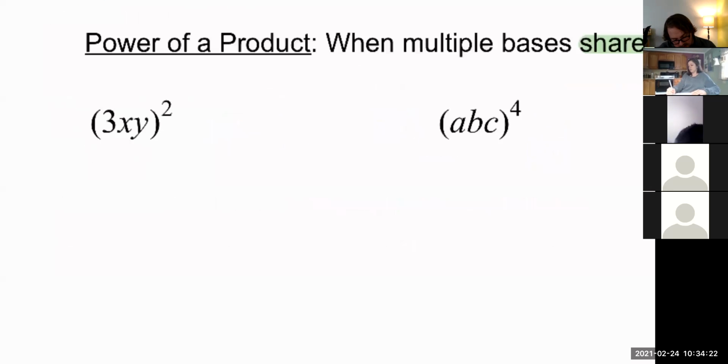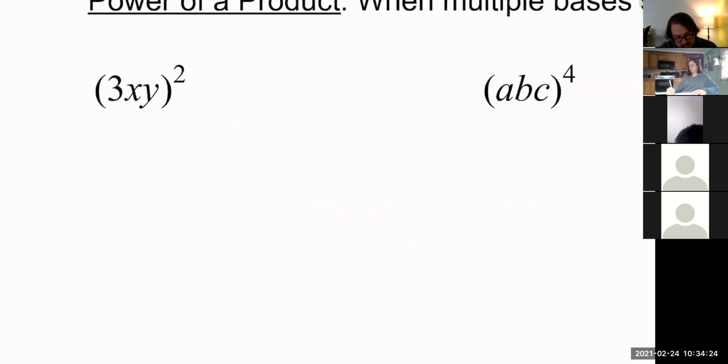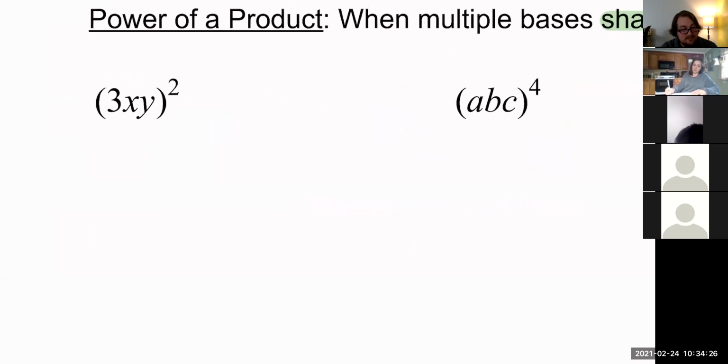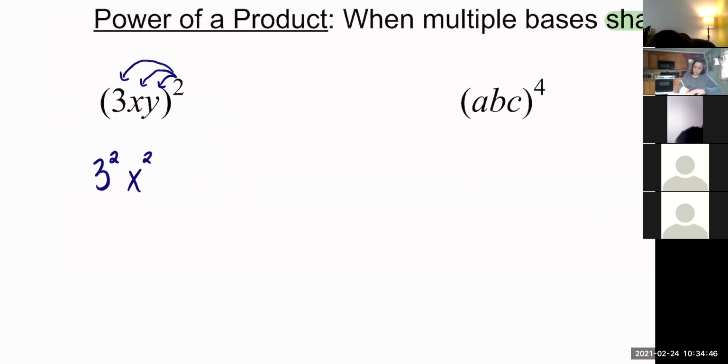So for the example of the first one here, how many bases are inside that set of parentheses? Three. There are three, because remember, bases can be numbers or variables. So I'm going to share that exponent of 2 to the base 3. I'm going to share that exponent of 2 to the base x. And I'm going to share that exponent of 2 to base y. Now, is there anything jumping out at you? Anything you can do?